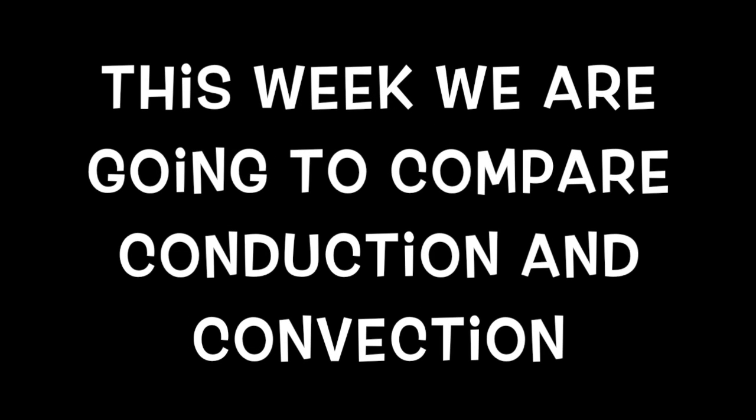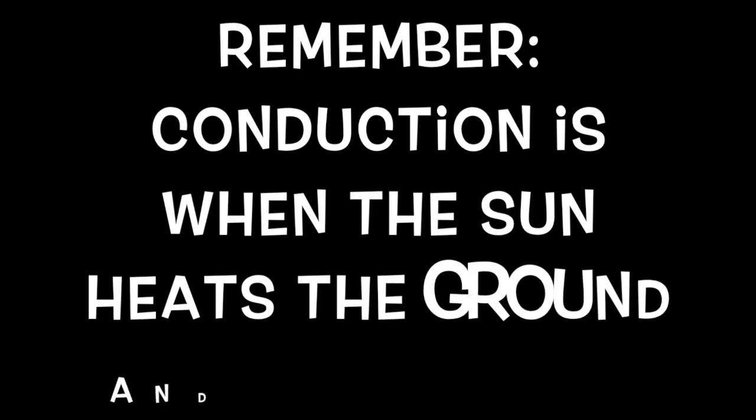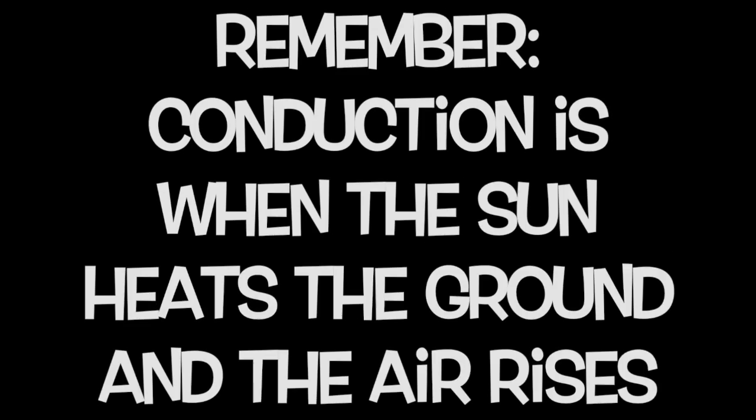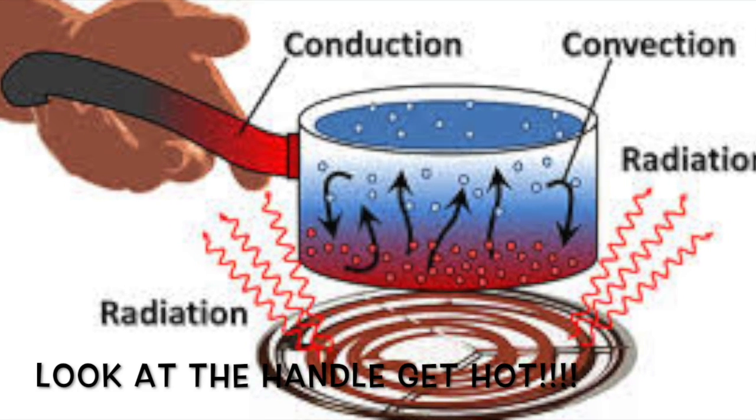This week, we are going to compare conduction and convection. Let's look at some examples. Remember, conduction is when the sun heats the ground and the air rises. Look at the handle get hot. It's turning red. That's from conduction.